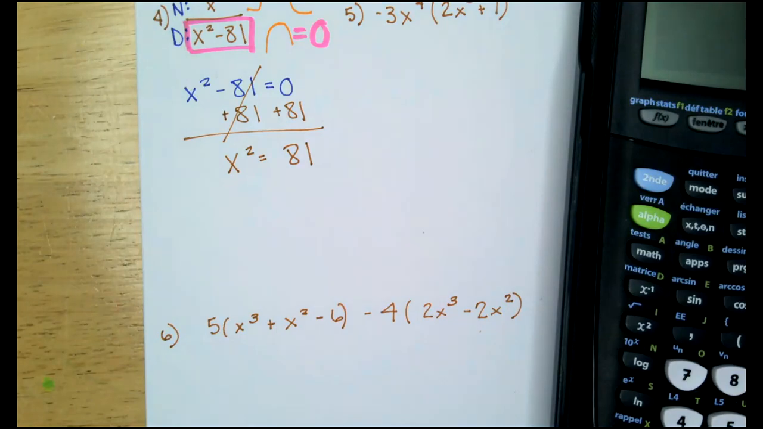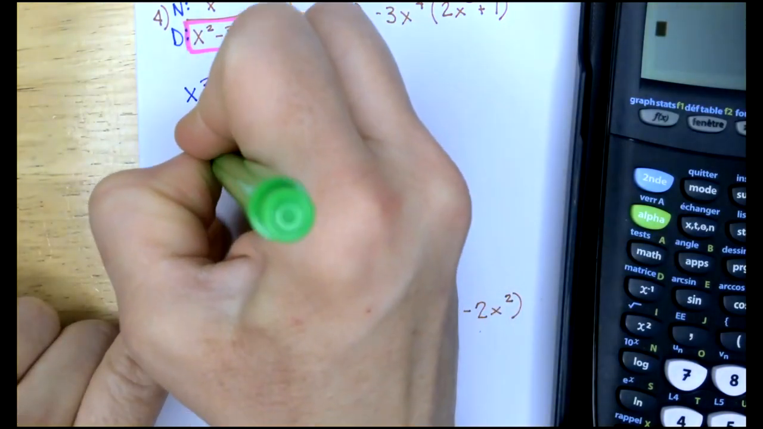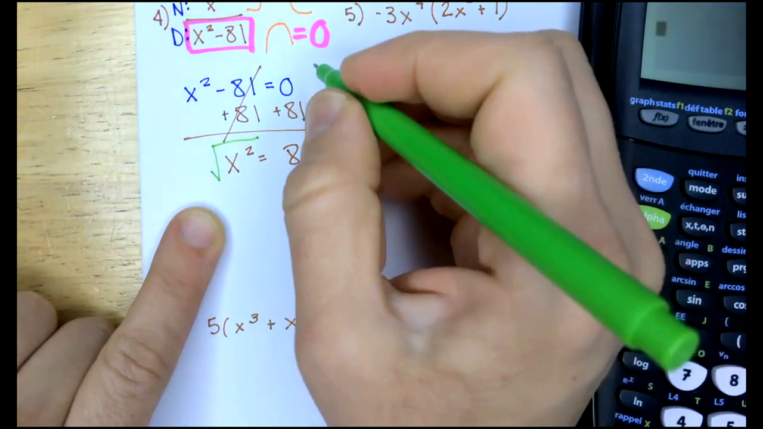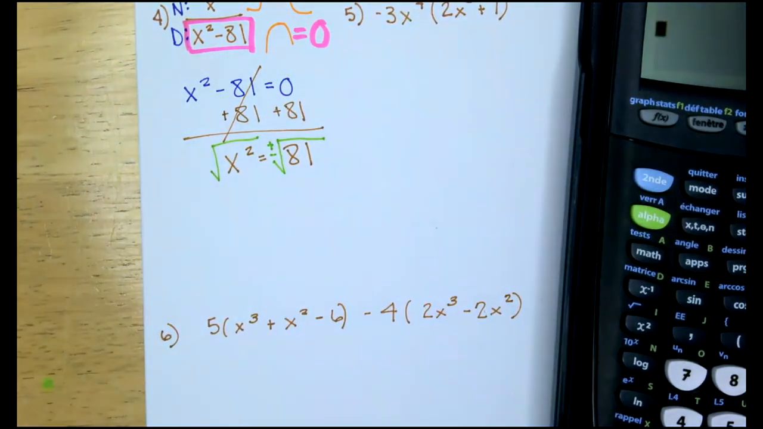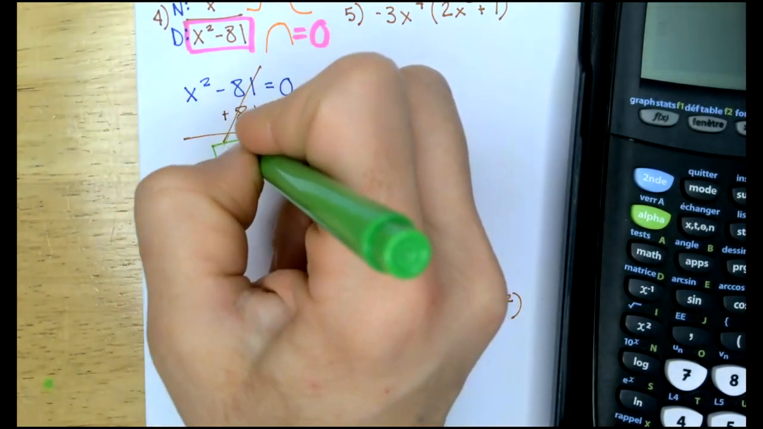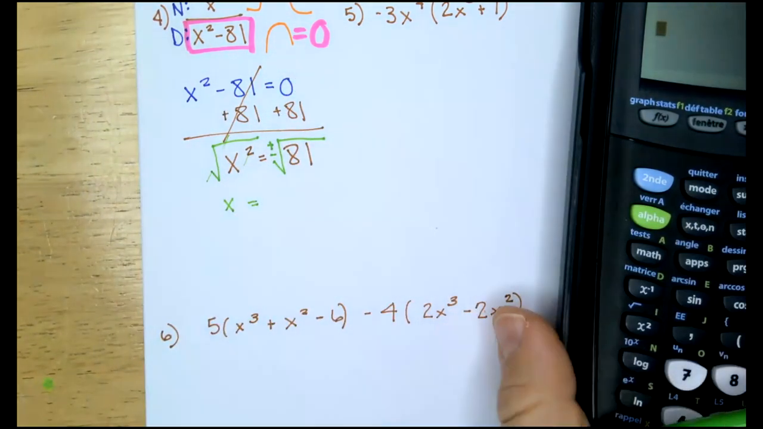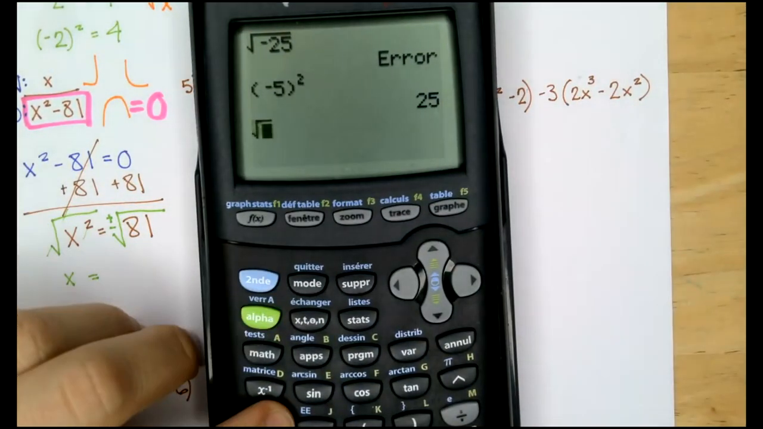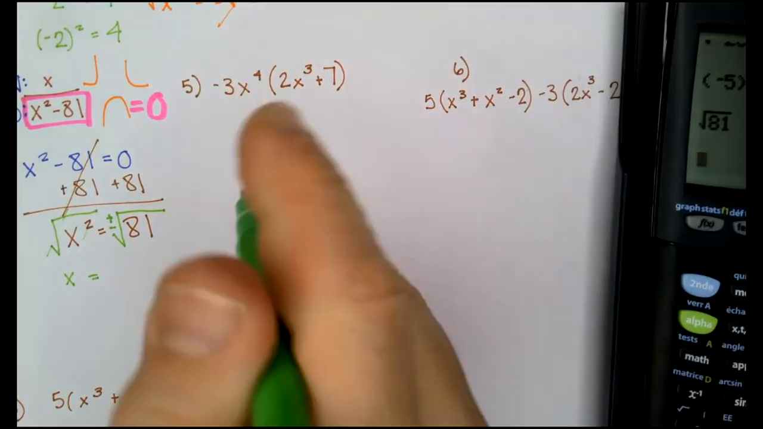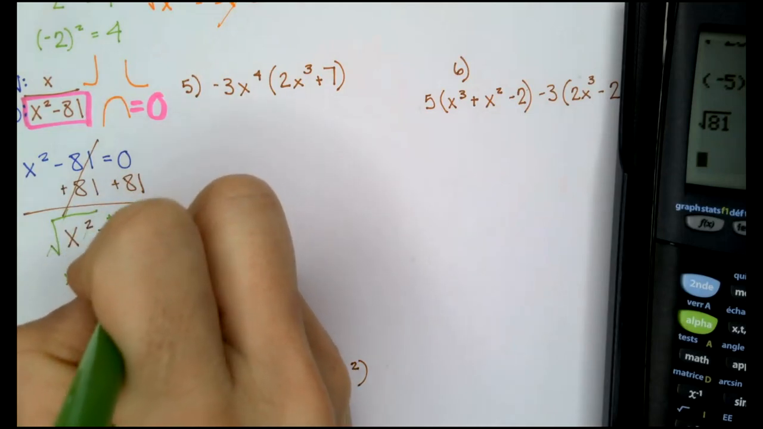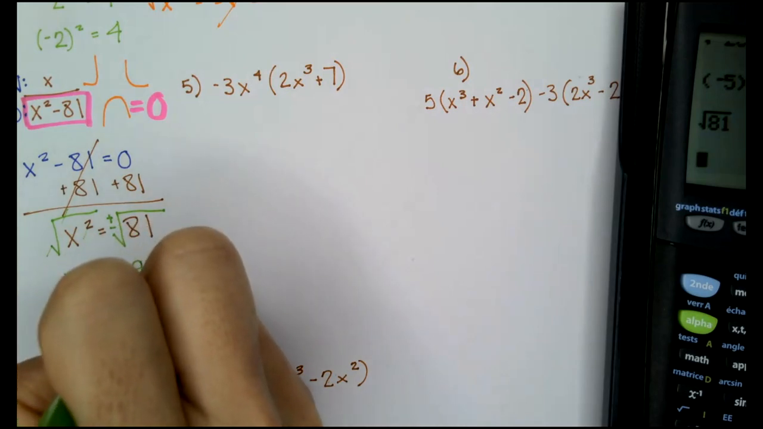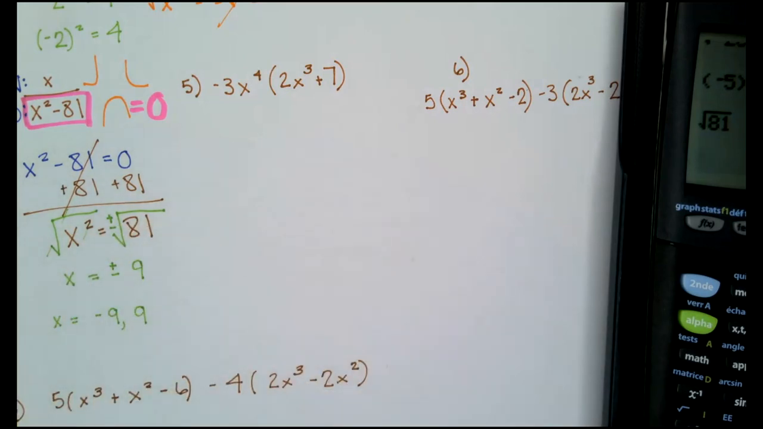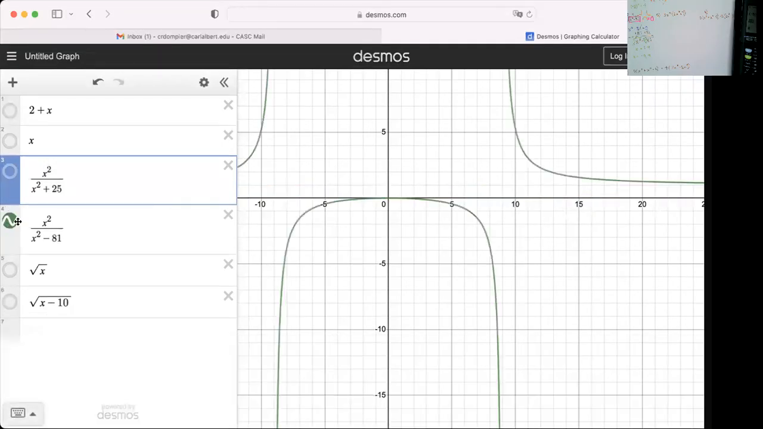Same exact thing though. I need x squared to just be x, so I'm going to take the square root. The square root cancels the square. But like we saw with that 4, you have to include a positive and a negative answer for that, okay? We're left with x equals, now put it in your calculator. The square root of 81 is 9. So x is plus or minus 9. So x is -9, and x is 9. If we look back at that graph, that is where our graph disappears.